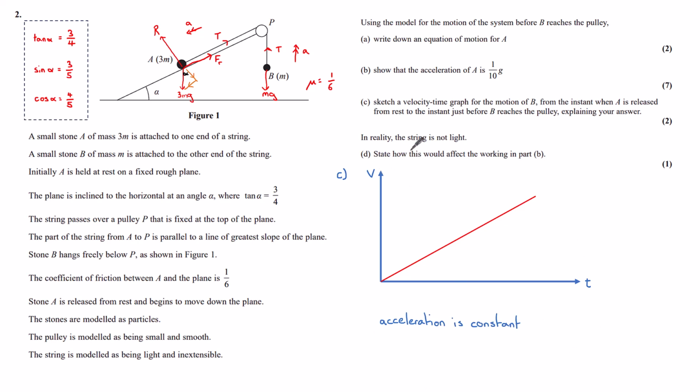In reality, the string is not light. Part D, state how this would affect the working in part B. Well, if we look at the diagram again, if this string has some weight to it, then it's going to have more of an effect here on stone B, where it's pulling down, than it is going to have on A, since it's on a slope, on an incline here. That effect will change the tension in the string. And so the tension at A and B would be different if this string was not light.